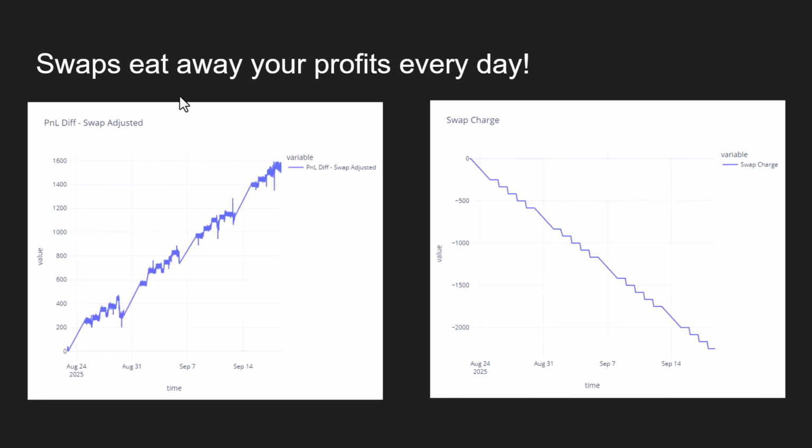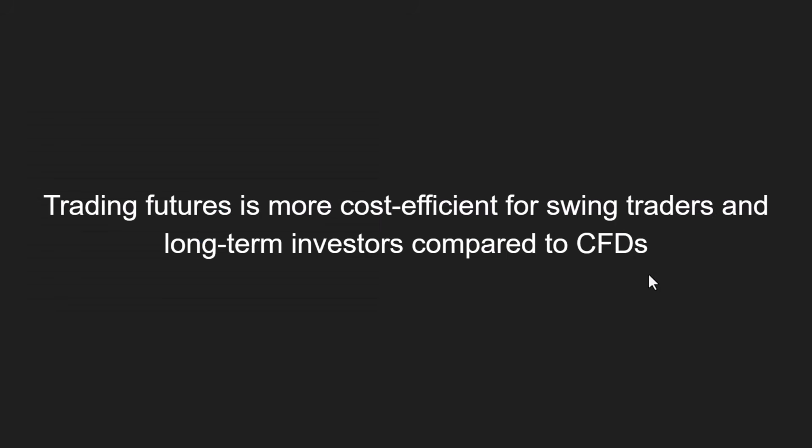So here we have the swaps visualized. I just want to visualize how much swaps are eating away your profits every day. Here we see how the futures product is outperforming the CFD. And on the right side again, we see how much the swaps are eating away our profits. My main point is that trading futures is more cost efficient for swing traders and long-term investors compared to CFD. That was the main point of this presentation.